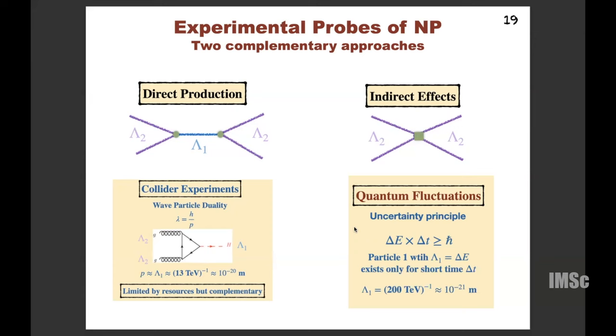So here there's no limit on energy. Depending on the observable, some observables are sensitive to very, very high scales, like 100 TeV, 1000 TeV. So there's no limit as far as energy is concerned. You only have to look for better and better observables, and you can go to higher scales.